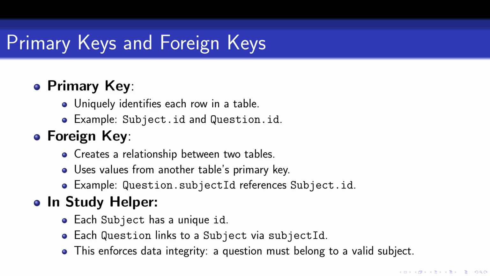Let's continue building our study helper app by discussing how we structure data relationships using primary keys and foreign keys. A primary key uniquely identifies each row in a table. For example, each subject and question has its own ID. A foreign key, on the other hand, links 2 tables together. In our case, the question table references the subject table via a subject ID field. This relationship ensures every question is associated with a valid subject, which maintains data integrity in our app.